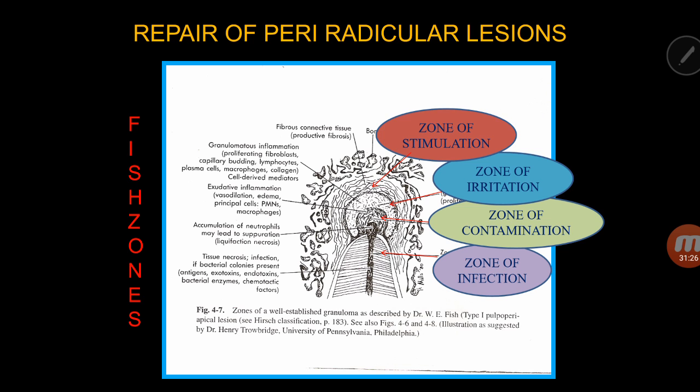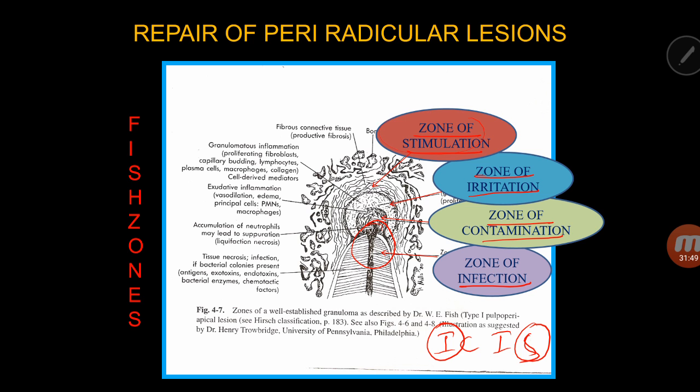The Fish zones, I'm just going to post it. I have already posted a pic about these Fish zones in the morning session. Just have a look. You can remember it with a code, ICIS. This I is at the center, this S is at the periphery. So zone of infection, which is at the center, followed by zone of contamination, zone of irritation, zone of stimulation. This is the periphery one.